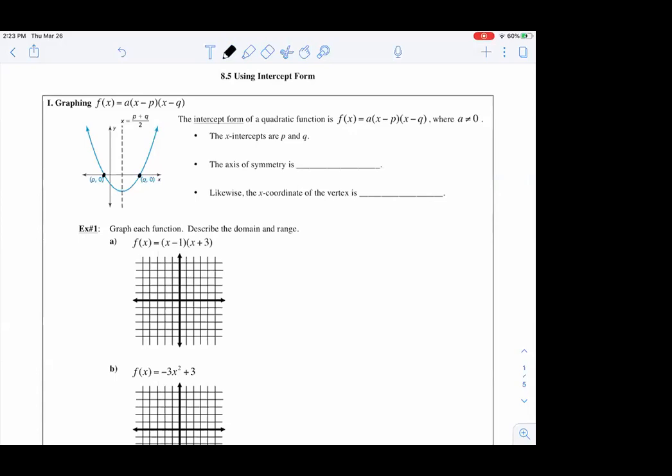So if you know the x-intercepts, then there is a new form called intercept form. And that looks like this. This is another form I want you guys to memorize.